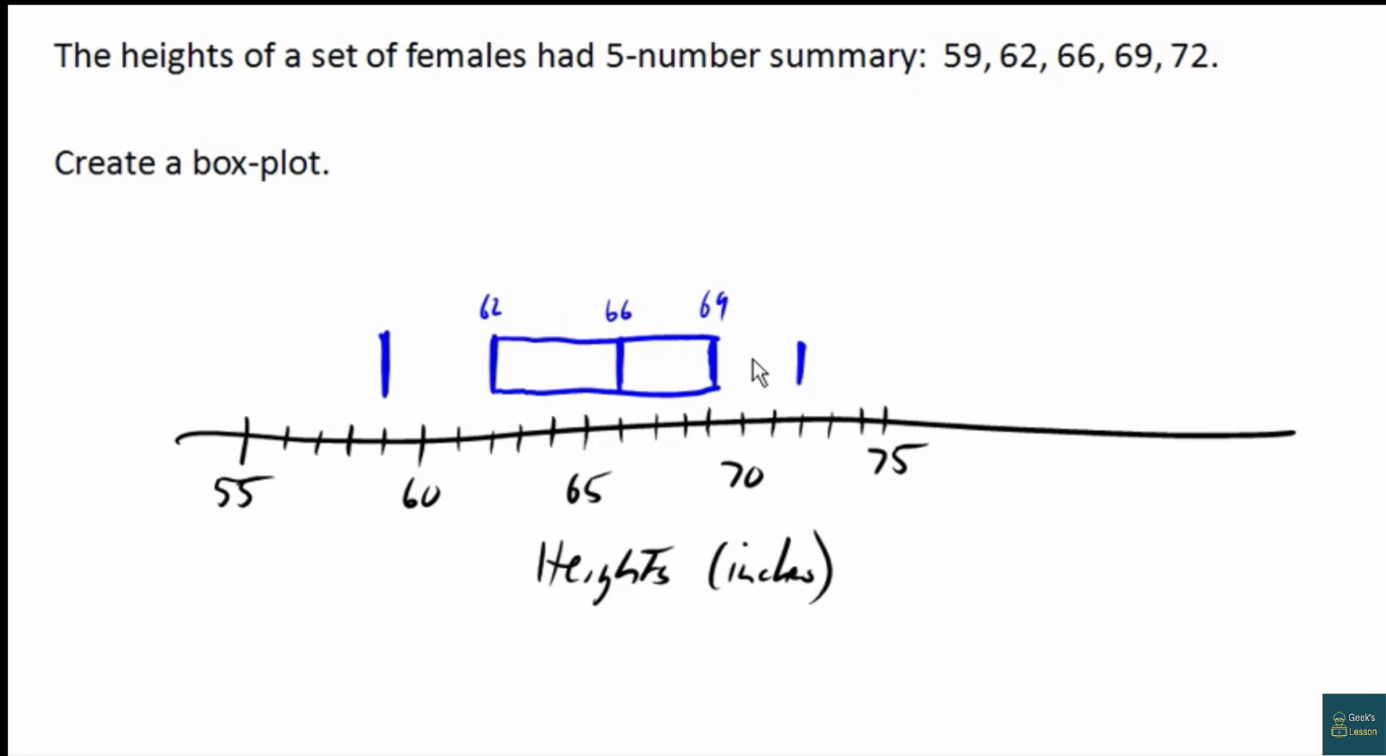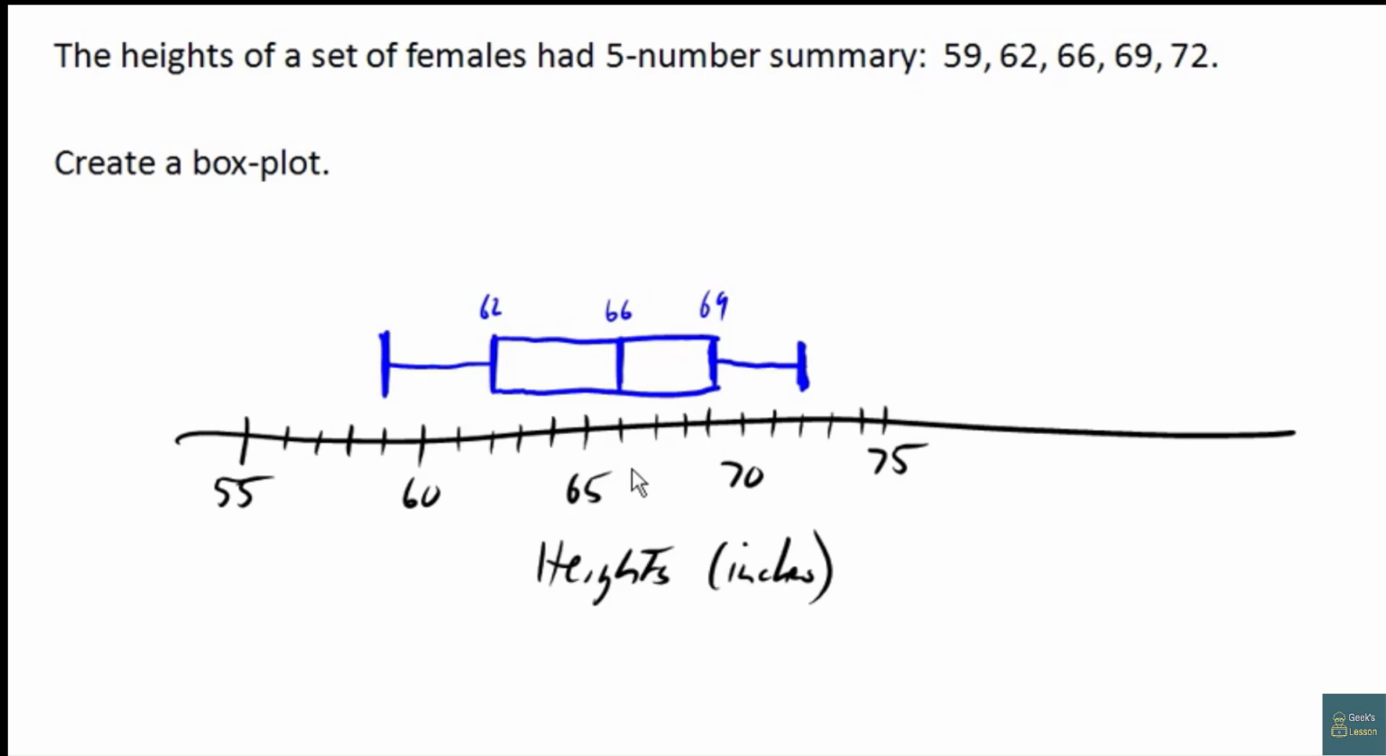So this is why it's called a box plot, because it has this box in the middle of it. And then we extend lines out from the box to the minimum and the maximum. Sometimes this is called a box and whiskers plot, because we have a box and then we have these sort of whiskers coming out on either side.